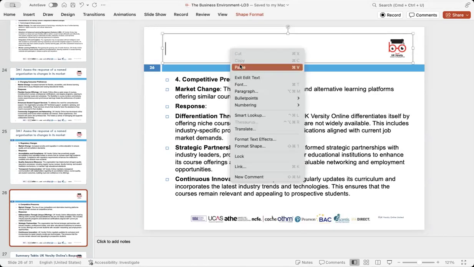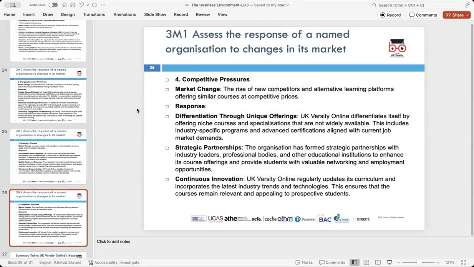Competitive pressure. The education market is becoming increasingly competitive, with many new players offering courses at attractive prices. So UK Versity Online has adopted various strategies to stand out and attract students.